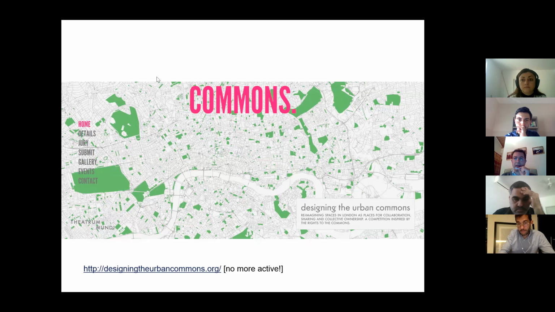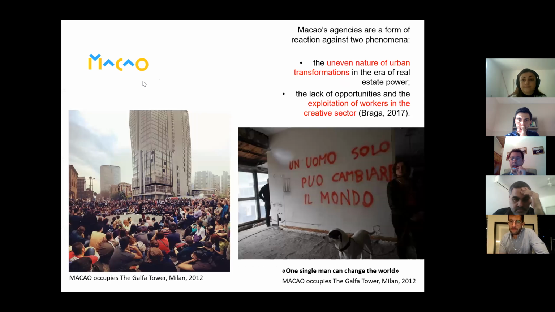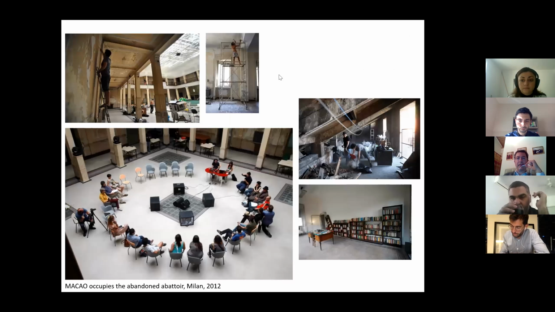The website is not accessible anymore, but there are probably some projects which have been self-published somewhere else on the web. My personal take on it came thanks to a case study in Milan called Macao, which concerns the occupation of a vacant building in town to address a number of issues, including the uneven nature of urban transformations, but also the exploitation of workers in the creative industry. This took place in 2011, and then they settled down in a vacant building in town, which they took care of and transformed, and which is still ongoing.